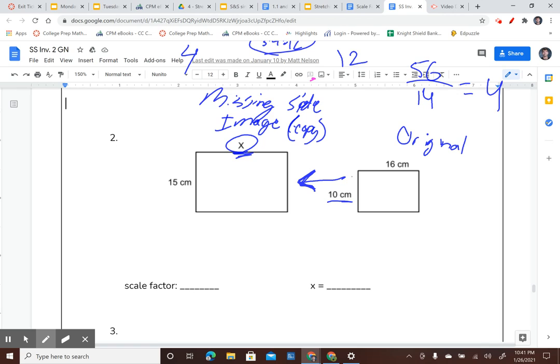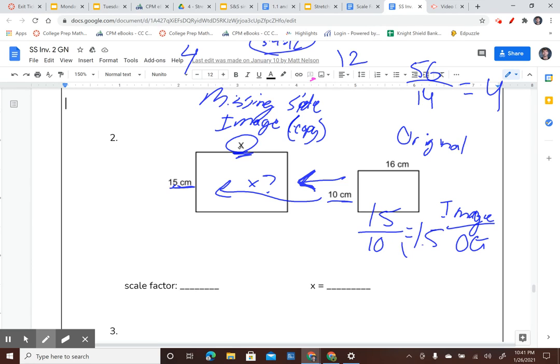So we're going from 10 centimeters to 15 centimeters. So how much would we multiply 10 by to get to 15? Well, we can do image over the original. So that would be 15 over 10. That reduces to 1.5. So my scale factor here is 1.5, which means I need to multiply 16 by 1.5 to get the value of x.